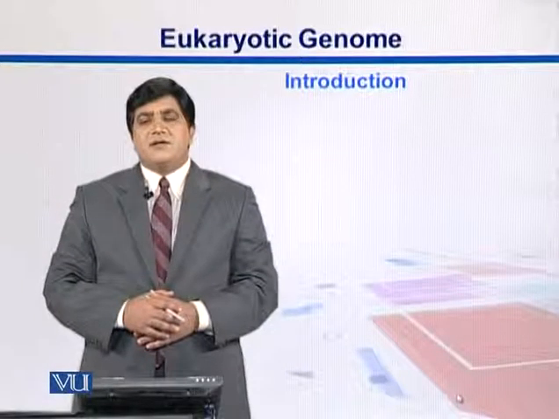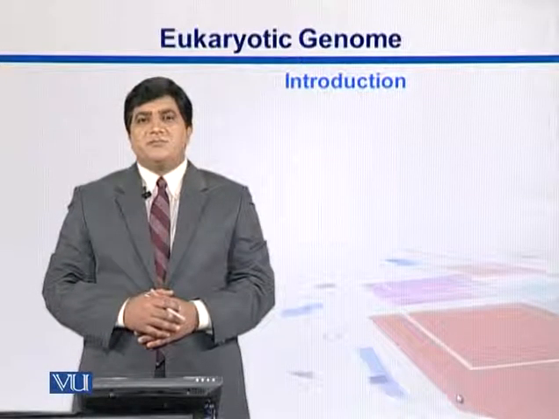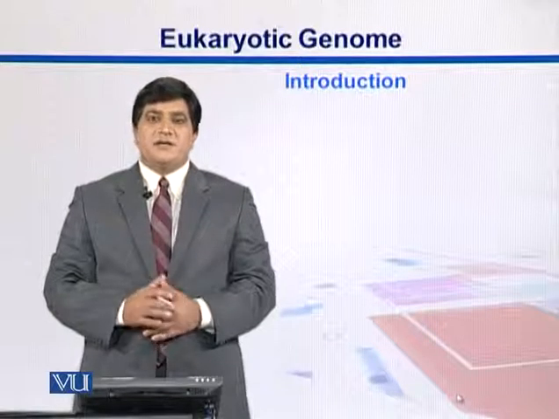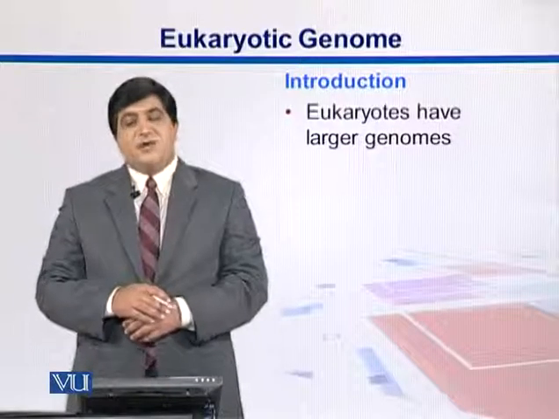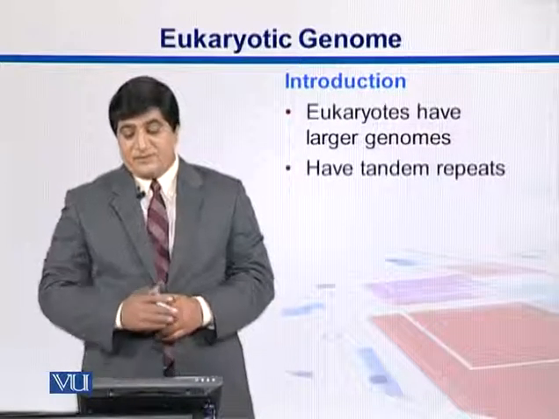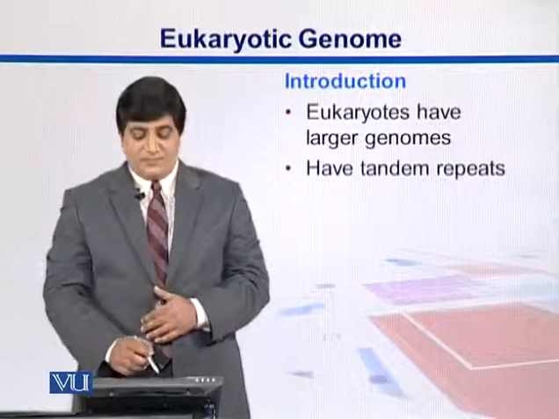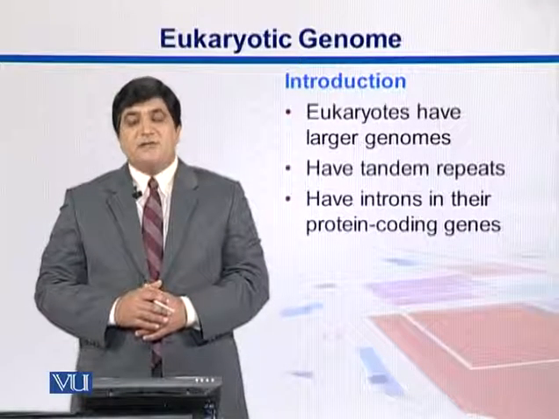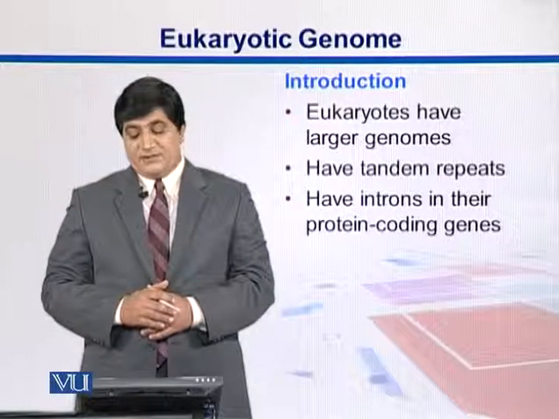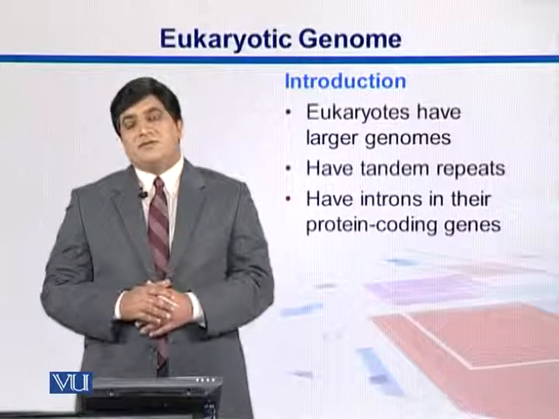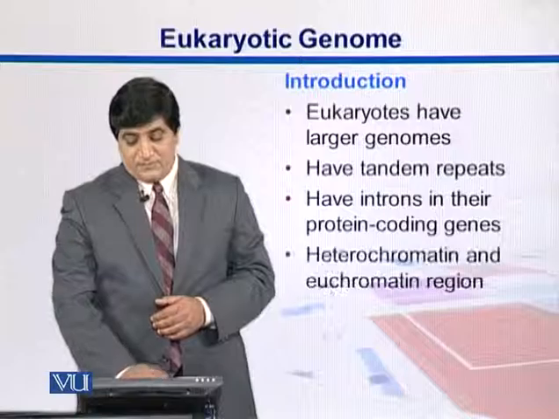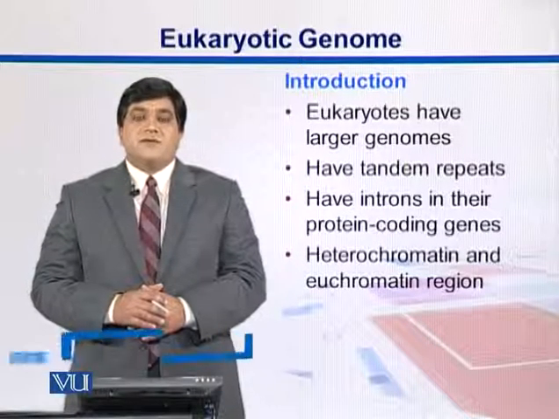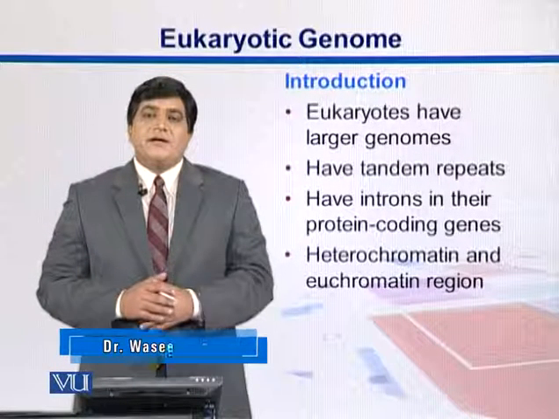So as we have seen that prokaryotes have simple genomes, in comparison the eukaryotes are relatively complicated. Eukaryotes have larger genomes, they have tandem repeats in them, and their introns are there, which are in between the exons, which are the protein coding regions within the genes. And eukaryotes have a little bit complicated genome.